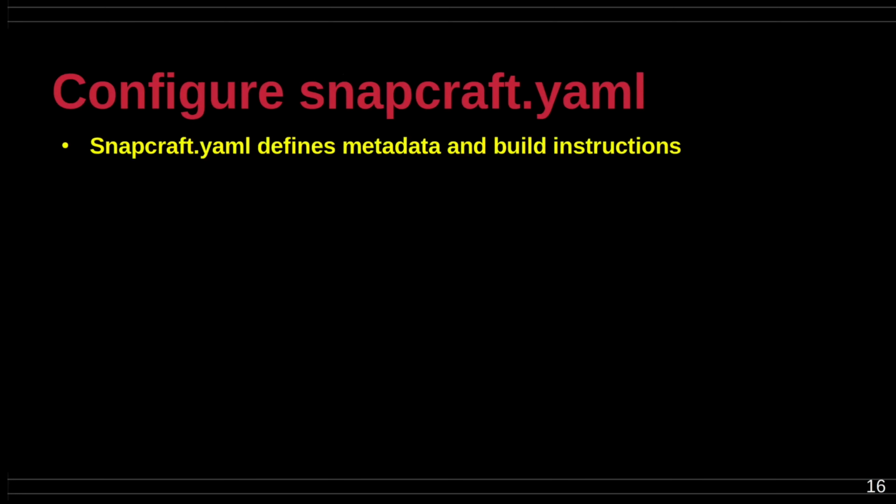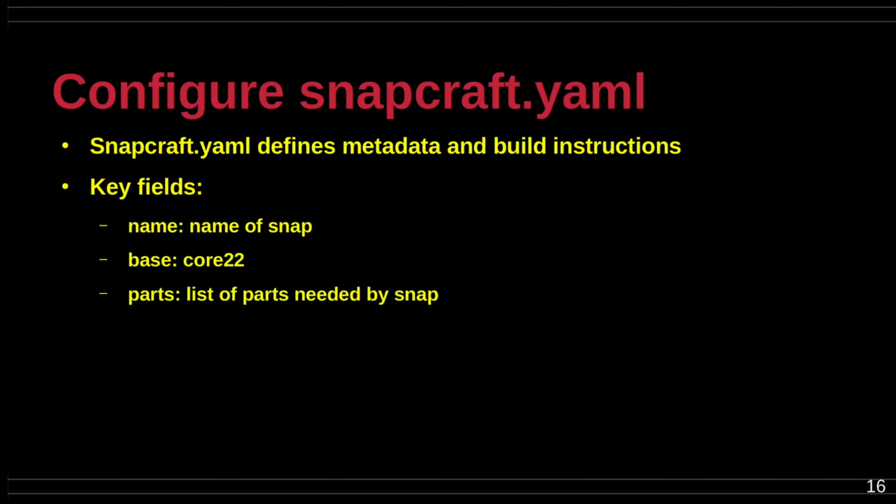The snapcraft.yaml file defines the metadata and instructions for building the snap. The key fields in the snapcraft.yaml file are name, defines the name of the snap. Base, specifies the base Ubuntu Core image, either Core 20 or Core 22. Parts, defines the different parts or components in the snap. This field may be subdivided into name and source.